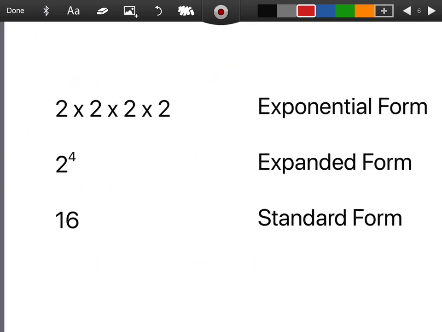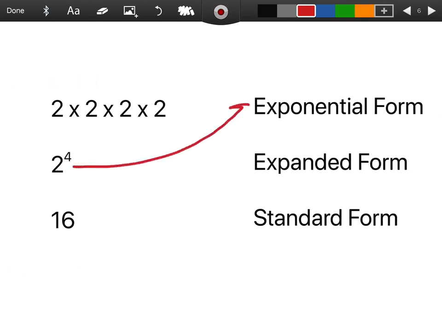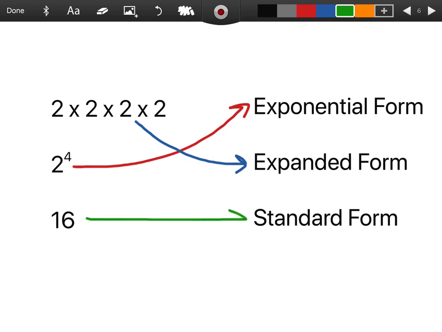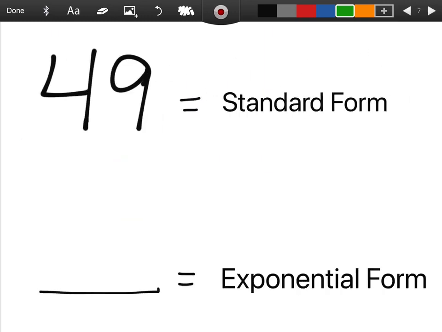So, getting them straight, exponential form makes it where I see my exponent. Expanded form expands it all out so I can see it all laid out. And then standard form is the one that you normally see or think of when you think about a number. You're going to say 16, not 2 to the 4th. That is how you normally speak, thus it's standard form. So again, 49 is standard form.